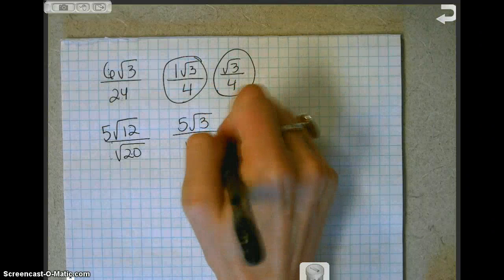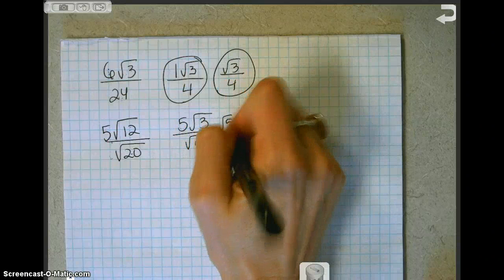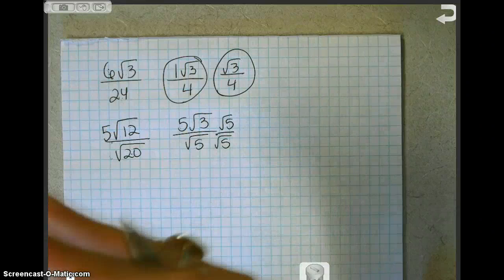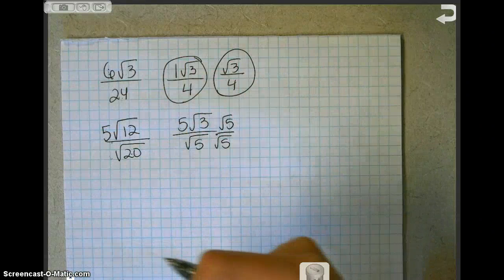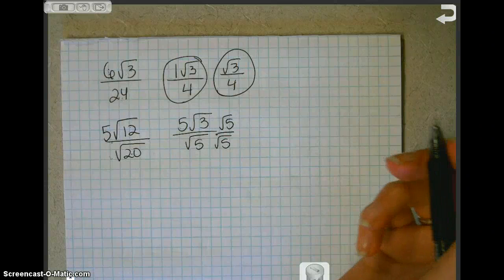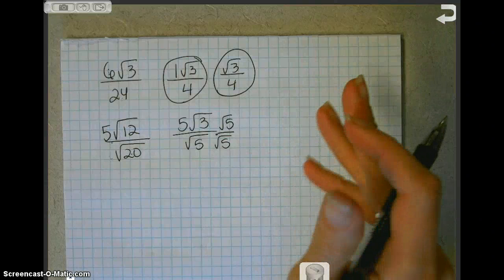We're banking on the fact that we can multiply fractions by 1. Then notice this is a kind of a gross looking 1. Square root of 5 over the square root of 5 is 1, just like 5 over 5 is 1, or 2 over 2 is just 1. So you can multiply a fraction by a value of 1. It changes the way it looks. It doesn't change the value of the answer.